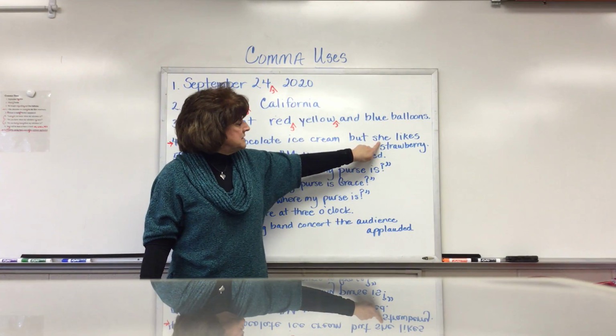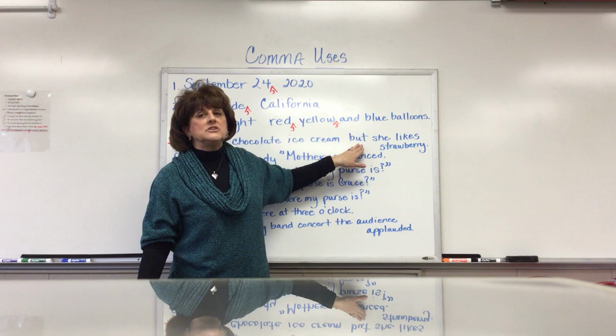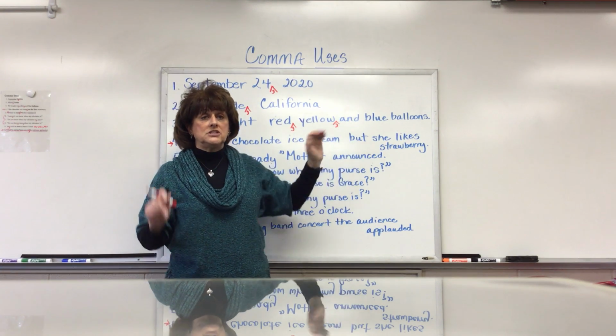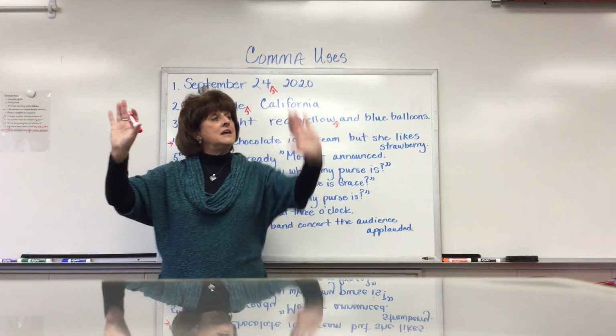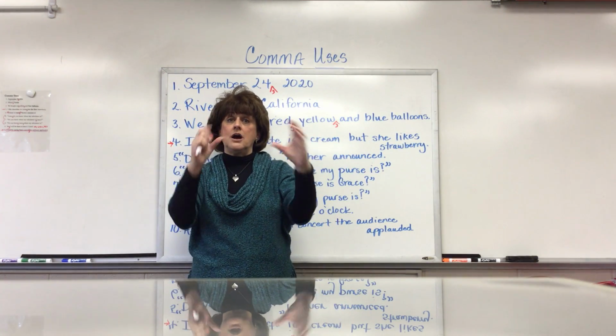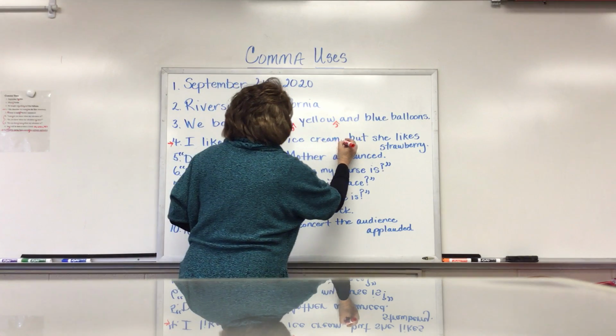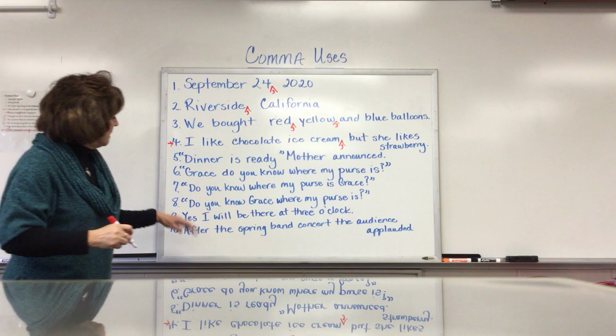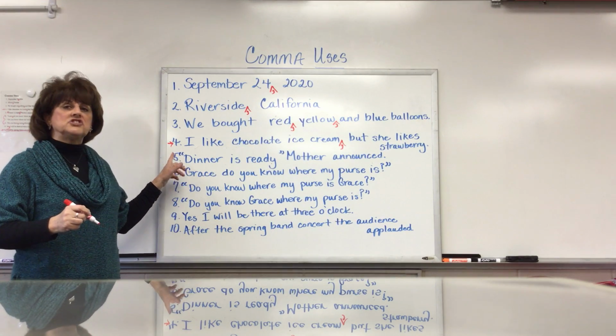Notice we've got a whole sentence here, she likes strawberry, but we've also got a connecting word, a conjunction. Anytime you have a conjunction between a whole sentence on this side and a whole sentence on this side, you've got to have a comma and a conjunction. So we've got to have a comma before the conjunction on that one. Okay? Number 5 is when people start talking.